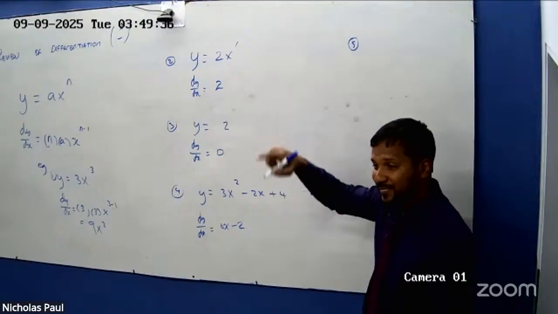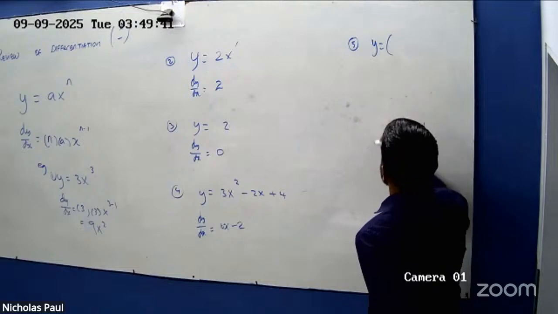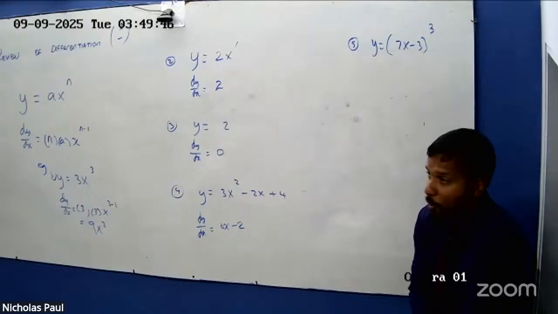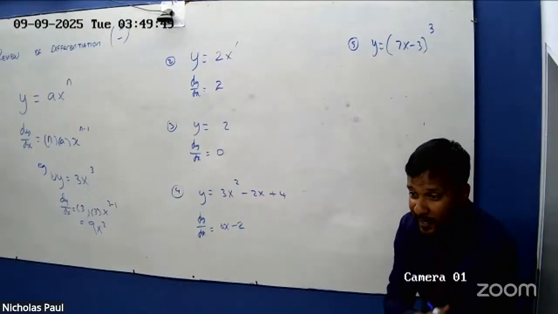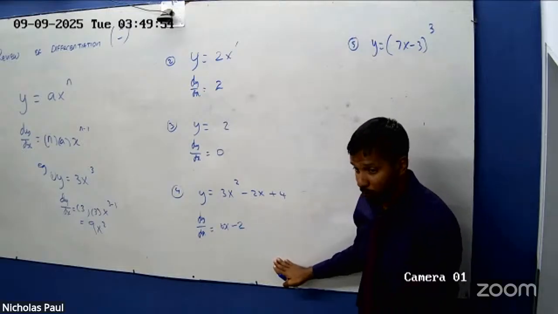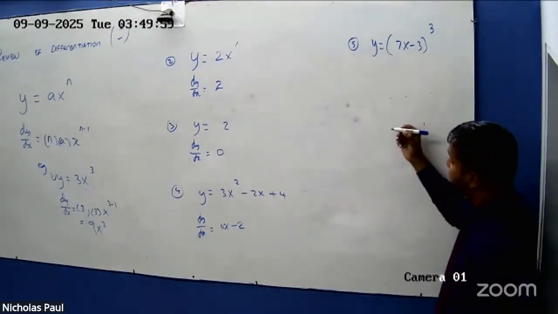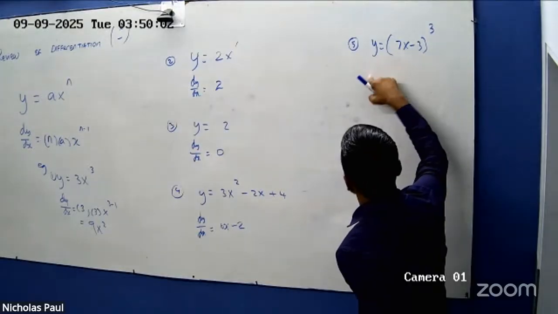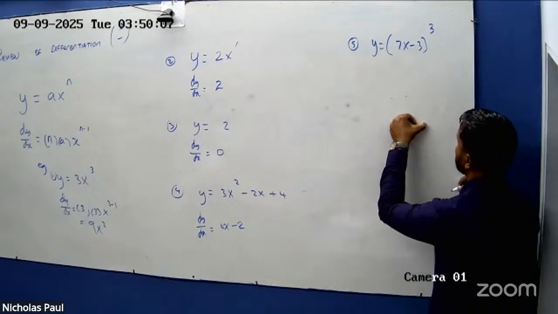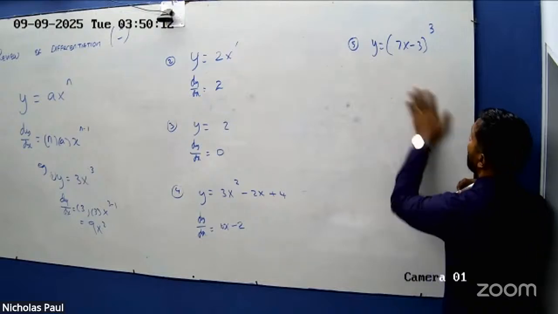I want to show you our next technique. y is equal to (7x minus 3) cubed, right? One of the ways we can do this is to expand it out and then differentiate it. But that's too long, right? So there's a shortcut method that we can use to differentiate things like this. I'll give you these steps.